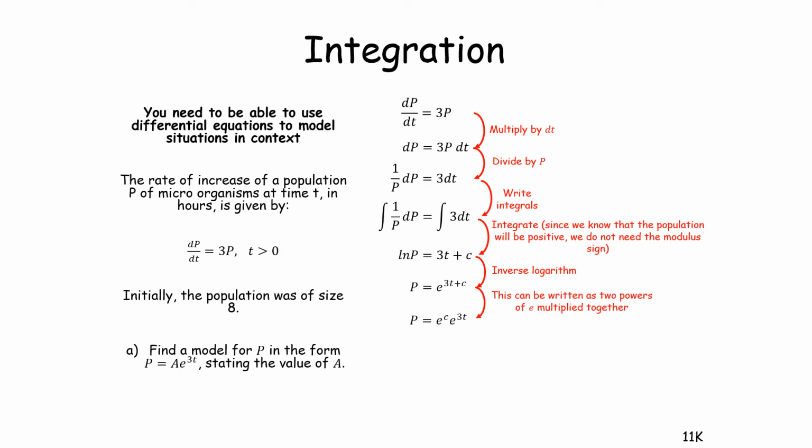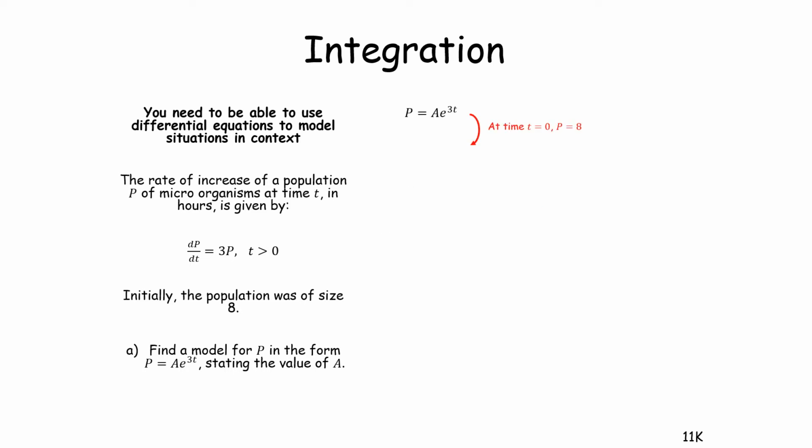Now we can use the indices rule. If we have e, or any exponential, to the power of a sum, you can separate them using the indices rule by writing it as a product. Since c is a constant value, e to the power of a constant is always going to be another constant, and we'll give that an arbitrary value. We'll call it capital A. So p equals a e to the power of 3t.